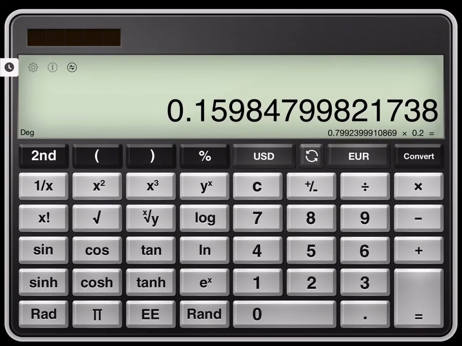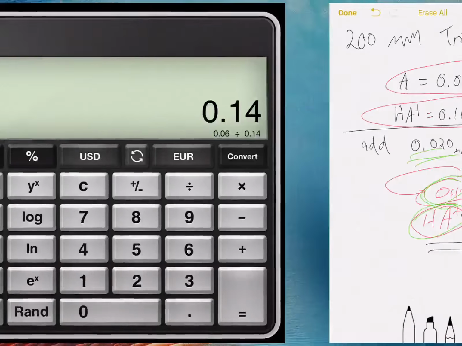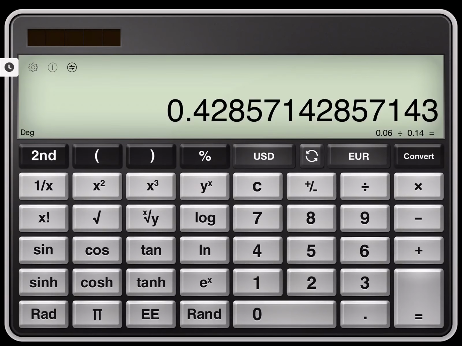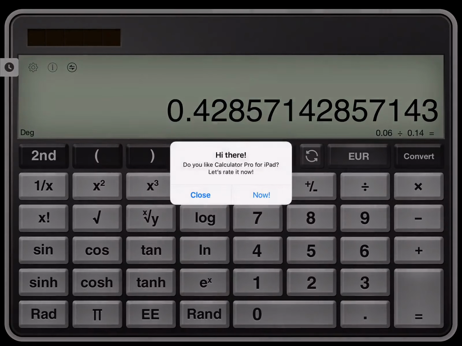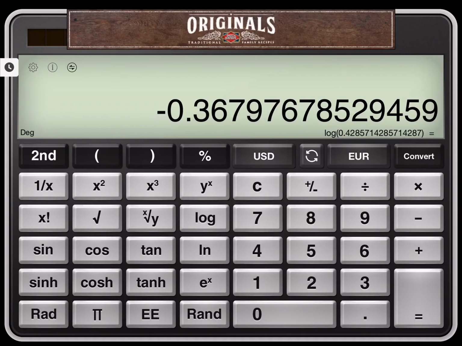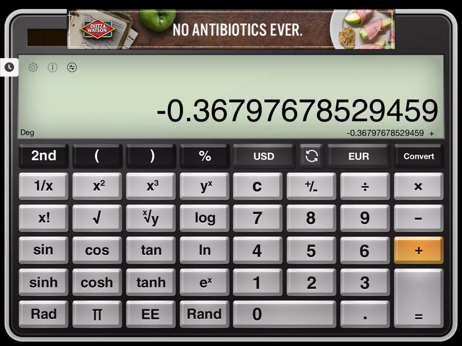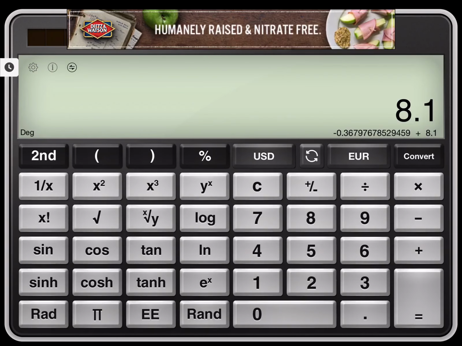So we'll do that in our calculator. So it was 0.06 divided by 0.14, right? Okay, and so that is our new A to HA ratio, 0.4285 and change. And then we can take the log of each side, and that is what we will then add to our pK value. So add 8.1. So we're just doing all this in basically one step.